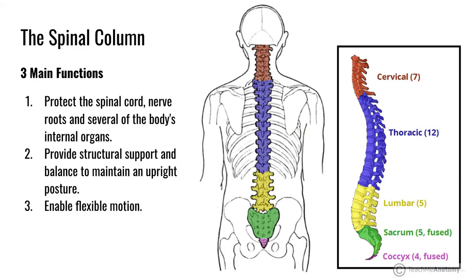The last piece of the skeletal system is the spinal column. So it has a lot of very important functions. Some we'll dive into a little deeper later. But the three main functions are it protects the spinal cord, the nerve roots, and the bodies of our internal organs. It is our structural support and balance and helps us stay upright and maintain our posture.